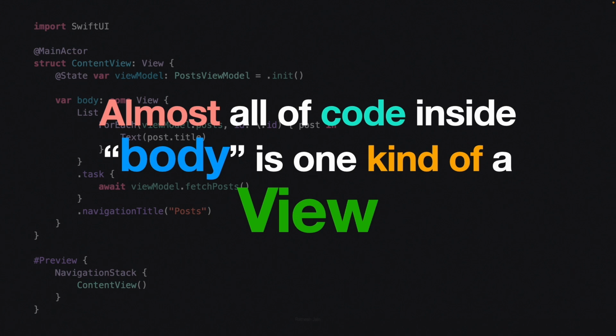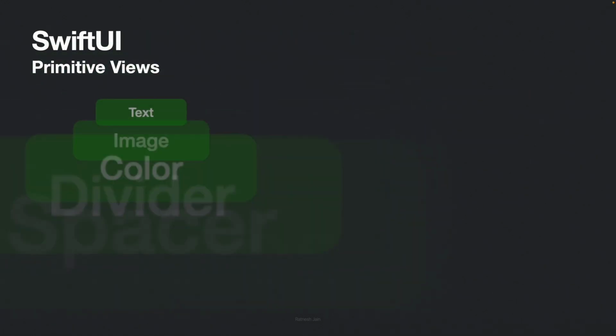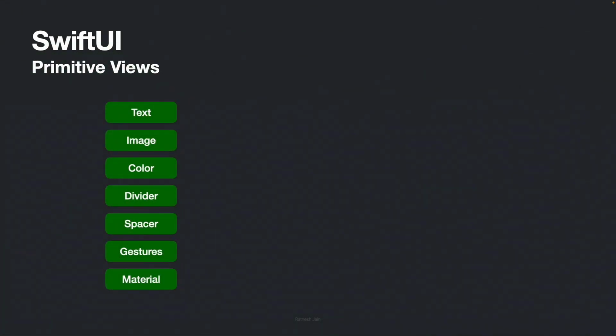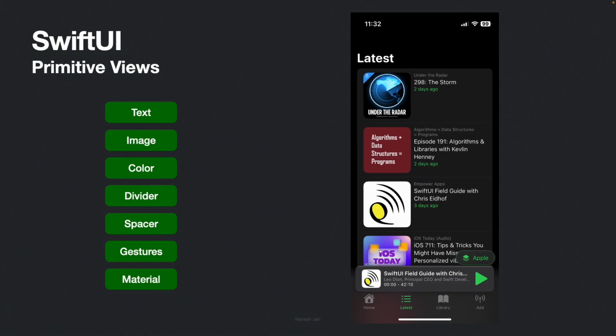Here, view means the View protocol in SwiftUI. So these are some primitive views like text, images, colors, divider, spacer, gesture, material, and there are more. I have chosen a few.